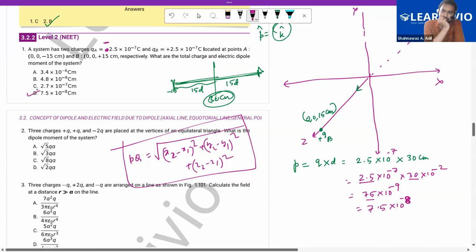Please note down this one and then we'll do the next question, the second part, which can also be related to NCERT.